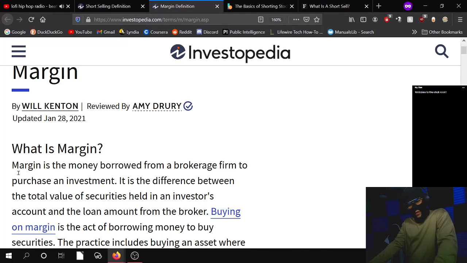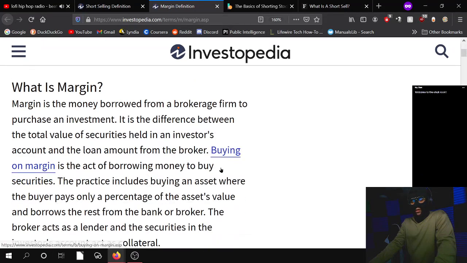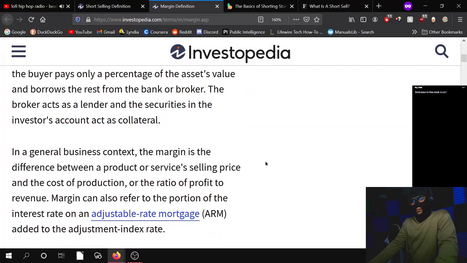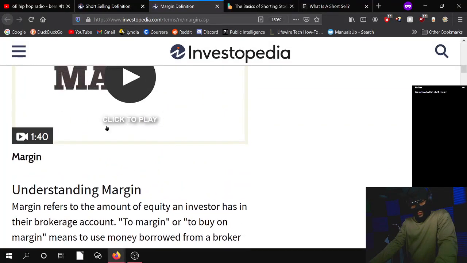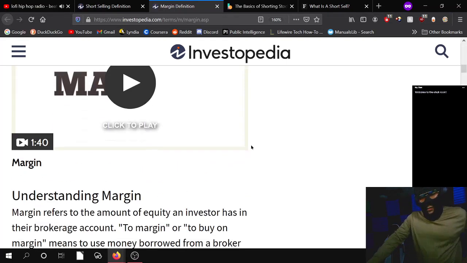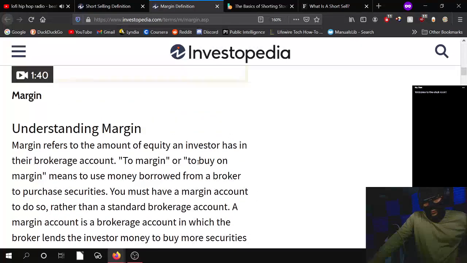It is different because this money borrowed is from a firm to make an investment, so for a sole purpose, and different from actually borrowing it from a friend, family member, such like that. Anywho, there's a video explaining everything, but I can't play it, so shoot.